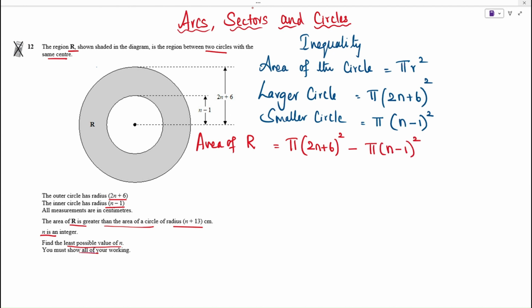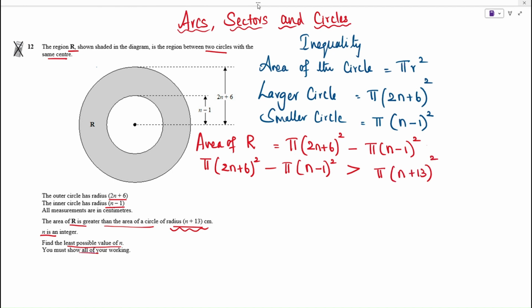And now we can straight away put in our inequality. So pi times 2n plus 6 the whole squared minus pi times n minus 1 the whole squared is greater than, and as it says in the question, greater than the area of a circle with radius n plus 13. So we have pi times n plus 13 the whole squared.